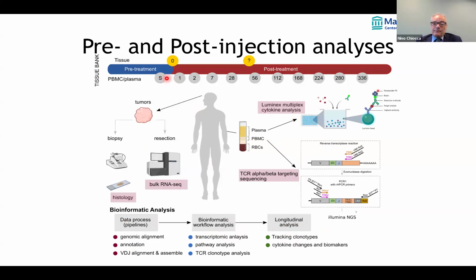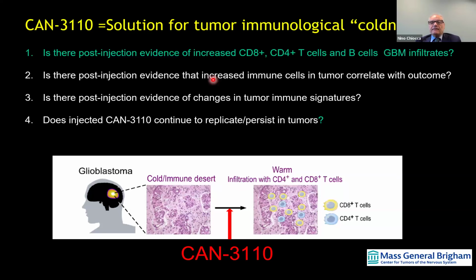We also collected plasma and PBMCs from these patients as they underwent their treatment. Based on this, there were four questions that we asked. The first question is, at the beginning, I told you that we inject this virus and we get an inflammatory response in these tumors. So the first question was, is there any evidence after injection that we do get more T cells in there, more immune cells into these GBMs?